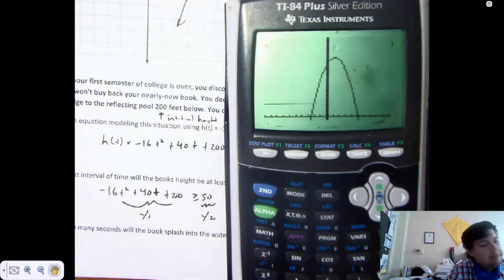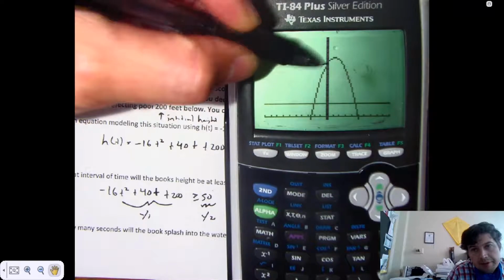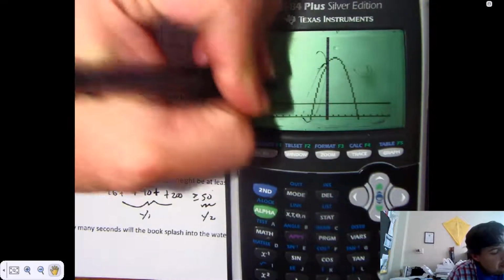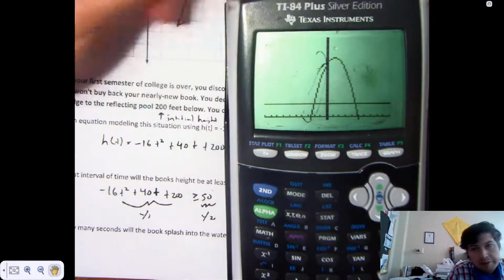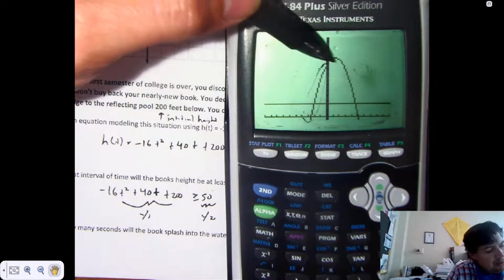And that's a pretty good graph. This is where you started throwing the book. This is nonsense back here. That's all that is. It's pure nonsense. Can't write on this, but this is where time would be negative, so it doesn't make any sense. So you care about here to the right.